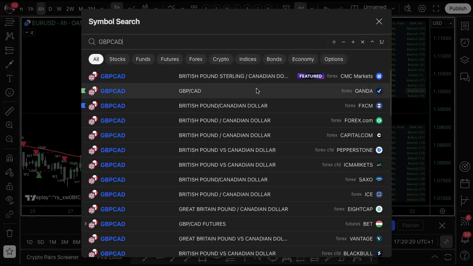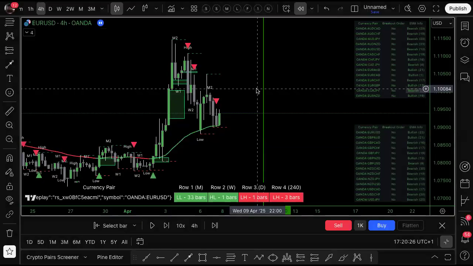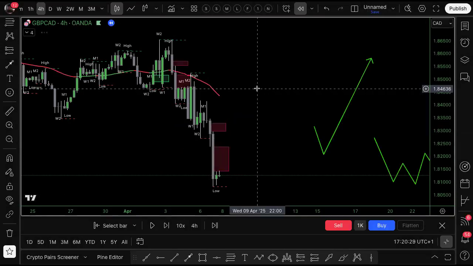The CMC Markets has been added to TradingView, by the way. I haven't seen those charts. They might actually be better than Oanda. So, you know, boom. Then let's just see what happens.